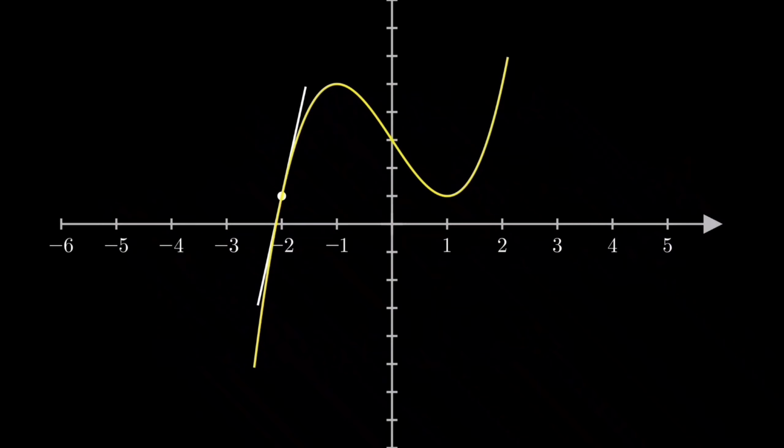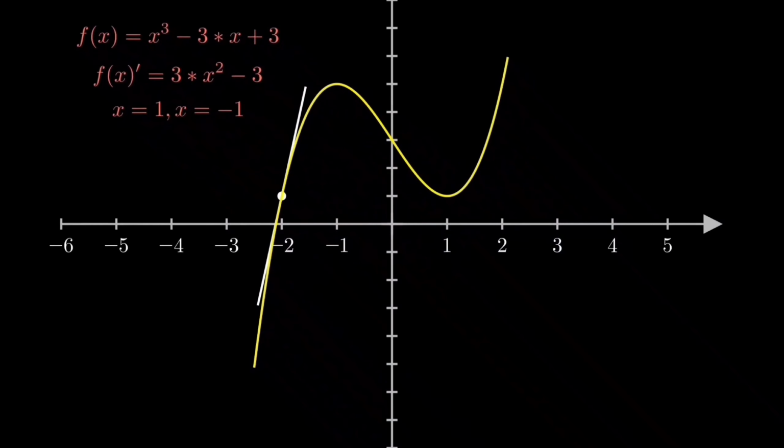Let's take an example. Suppose we have the function x cube minus 3x plus 3 and we take the derivative of this function, then we get 3x square minus 3 and we equate it to 0. Then we get the values x equal to 1 and x equal to minus 1. These values represent where the slope of the tangent is 0. We can check this.